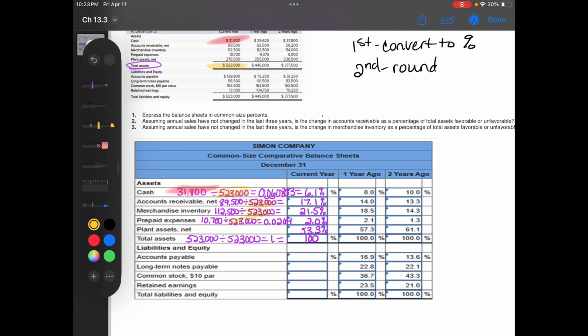So again, what we did here is we divided everything by $523,000. We used the same number over and over and over again. All of our numbers are positive, but if you ever had to take a negative number, like accumulated depreciation, for example, if you took that and divided it by total assets, it would end up with a negative answer, and that's fine.